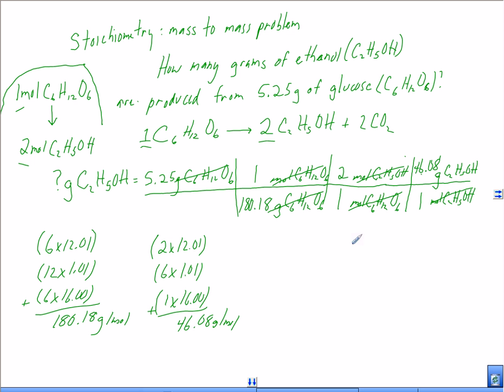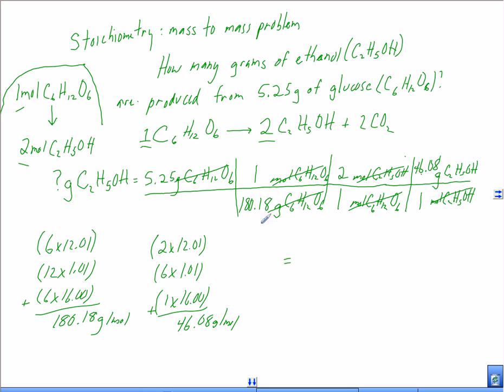What am I trying to find? Grams of ethanol. So do I need any more brackets? No. I'm done making brackets, fortunately, because I've run out of space. Now what do I need to do? Well, it just becomes a big multiplication and division problem. I have 5.25 times 2 times 46.08. Then I'm going to divide that by 180.18.